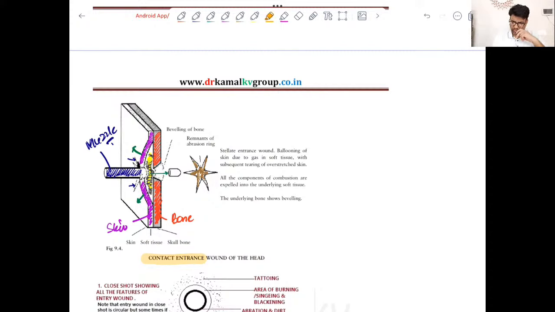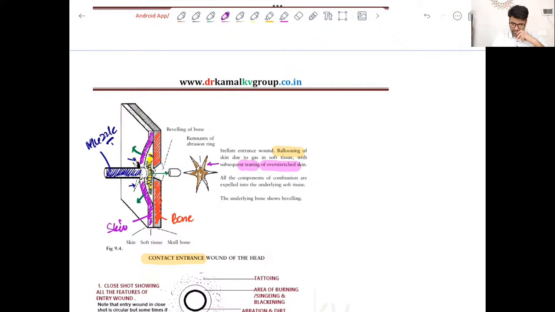So there is ballooning of skin, as we have just discussed, because the gases which are present between the skin and the bone can't do anything to the bone. What they will do is simply push the skin outside, so that will cause ballooning, and this will cause stretching of the skin, and finally there is tearing, and this tearing is actually responsible for this stellate shape, right? So this is the contact shot.